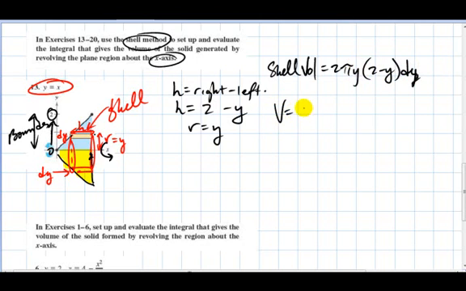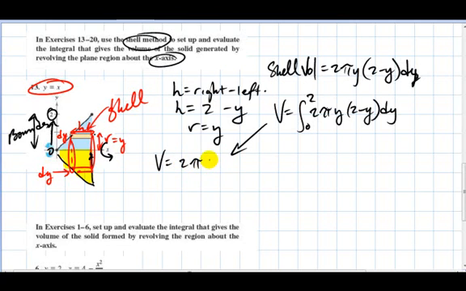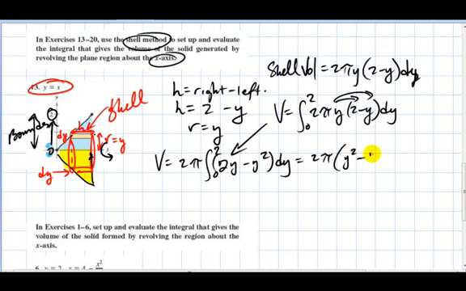My total volume is found by integrating from 0 to 2 this time, of my circumference, 2 pi y, times 2 minus y times dy. So let's figure that out. My total volume is now going to be 2 pi times the integral from 0 to 2 of 2y minus y squared dy. All I did there was distribute through. And what do you get when you integrate? Well, you get 2 pi times y squared minus y cubed divided by 3, evaluated from 0 to 2.